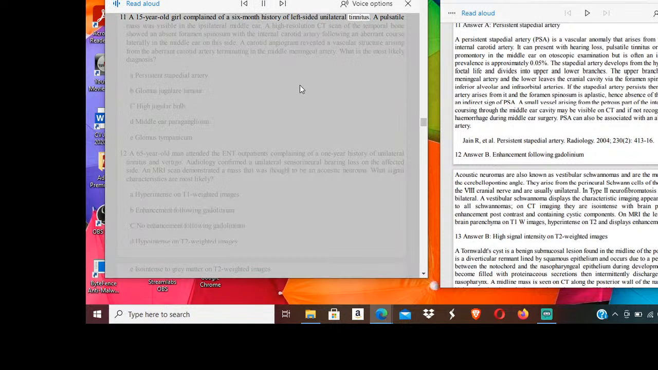History of left-sided unilateral tinnitus. A pulsatile mass was visible in the ipsilateral middle ear. A high-resolution CT scan of the temporal bone showed an absent foramen spinosum, with the internal carotid artery following an aberrant course laterally in the middle ear on this side.